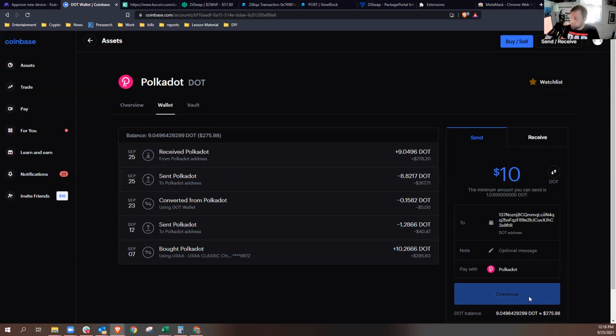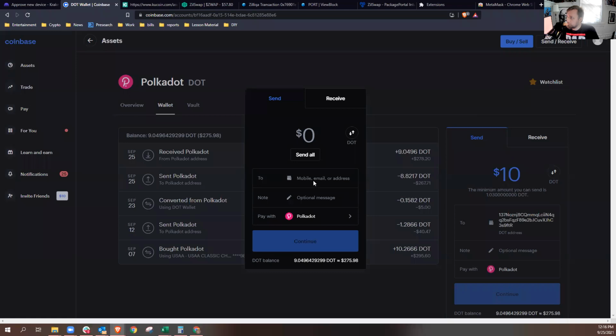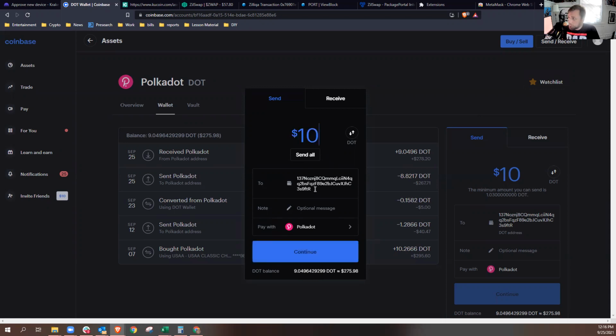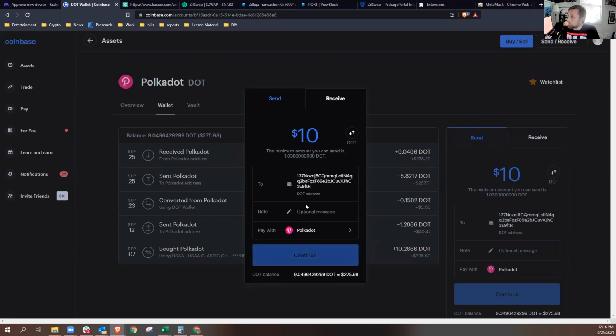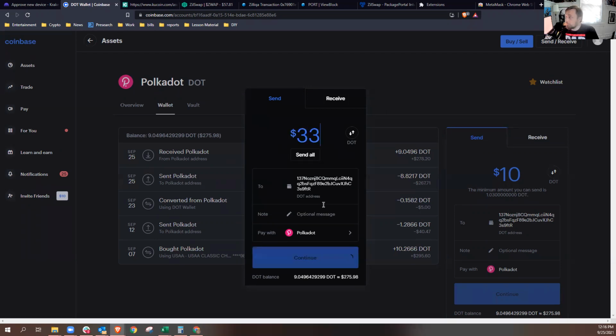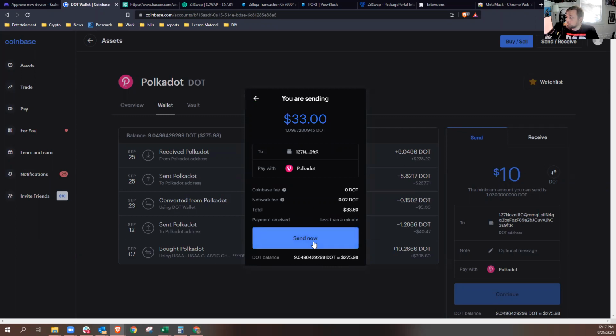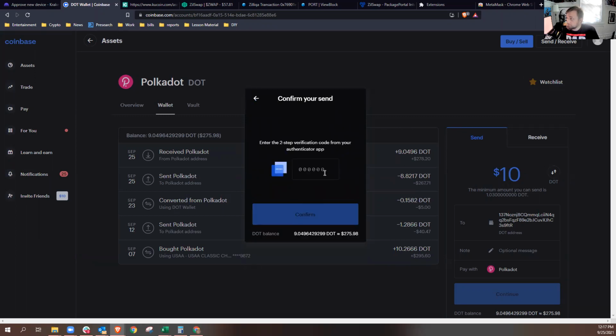So we hit send, and I don't know what's going on. It's not letting me. I'm going to try it this way. I'm going to send $10 worth of DOT. Okay. Oh, the minimum amount I can send is at least one DOT. So that's why it wasn't working. So I'm going to send the minimum. That's about $33. Depending on where you are in the world, that might hurt if you lose that. But I'm going to send that.